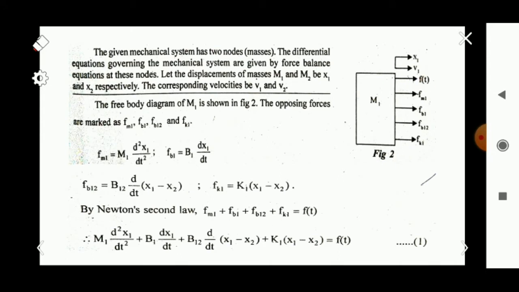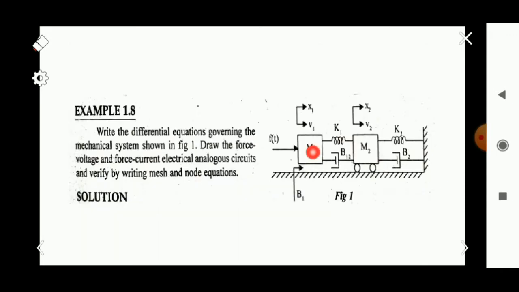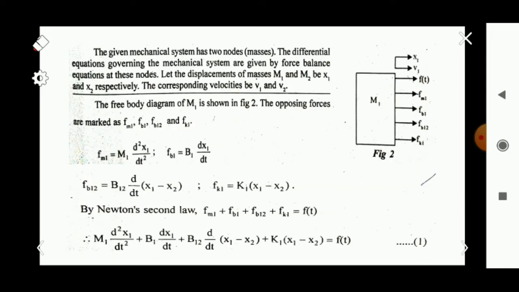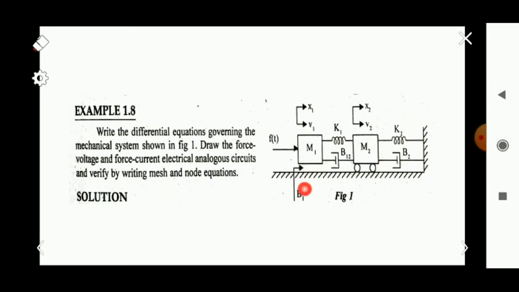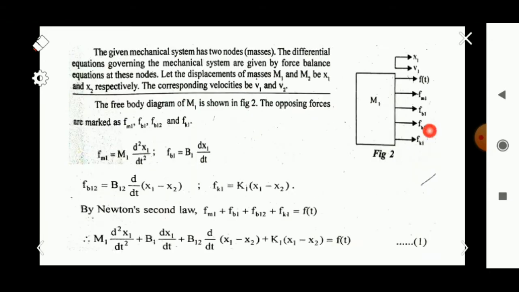Okay, and here in this figure, that is F11, the opposing force due to the mass M1. Okay, F11, then the opposing force due to B1, that is the frictional element B1, and B12, and Fk1 is shown here. Okay, so these are the opposing forces. Here the direction is the same as that of F of t, but you have to draw the direction opposite to that of F of t. Okay, so a simple mistake in the figure. So this is just opposite to that of the F of t here.